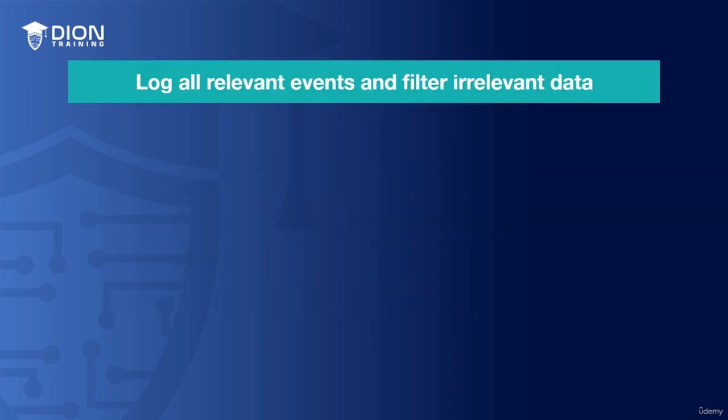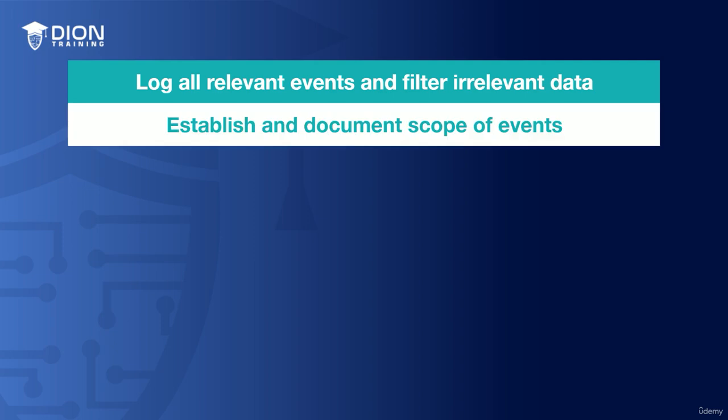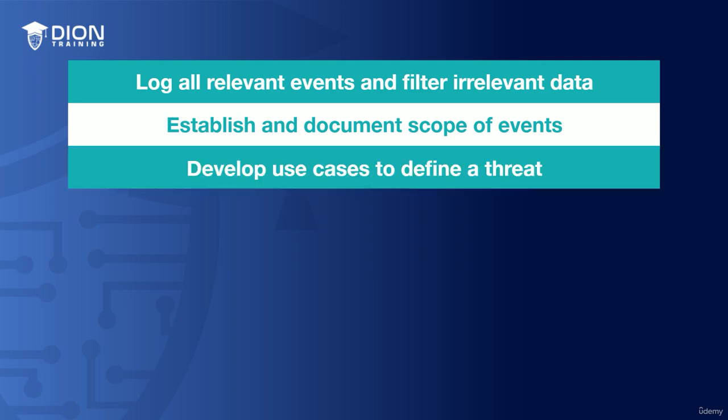Now, to effectively deploy a SIEM, you have to consider a lot of different things. First, you need to be able to log all the relevant events and filter out anything that is not considered to be relevant, because we consider that to be irrelevant data and we don't want to look at it. Second, we need to make sure that we can establish and document the scope of the events inside of our SIEM. Exactly what are we going to be logging and what's going to be considered inside or outside of our scope? Third, we need to develop use cases to define what a threat is. This helps you define exactly what you do and what you do not consider to be a threat, and then what actions you may or may not take based on that threat.